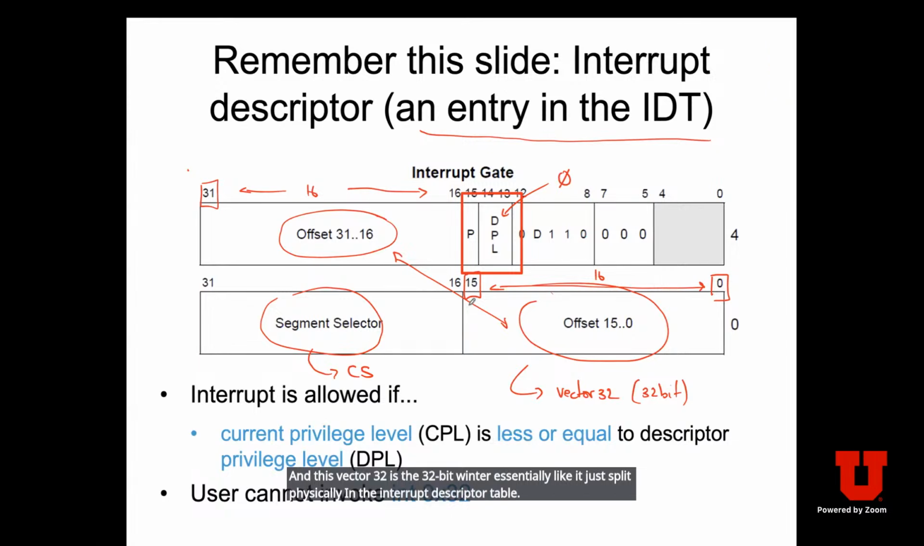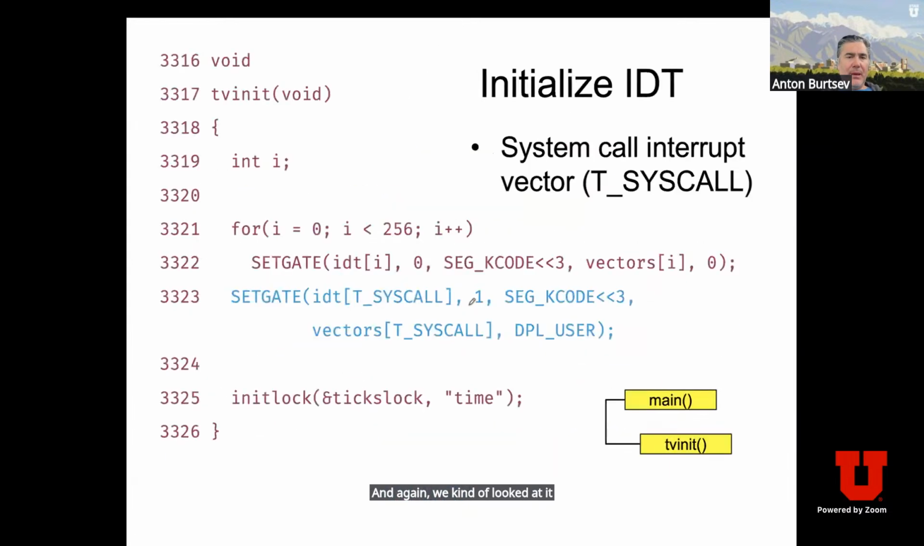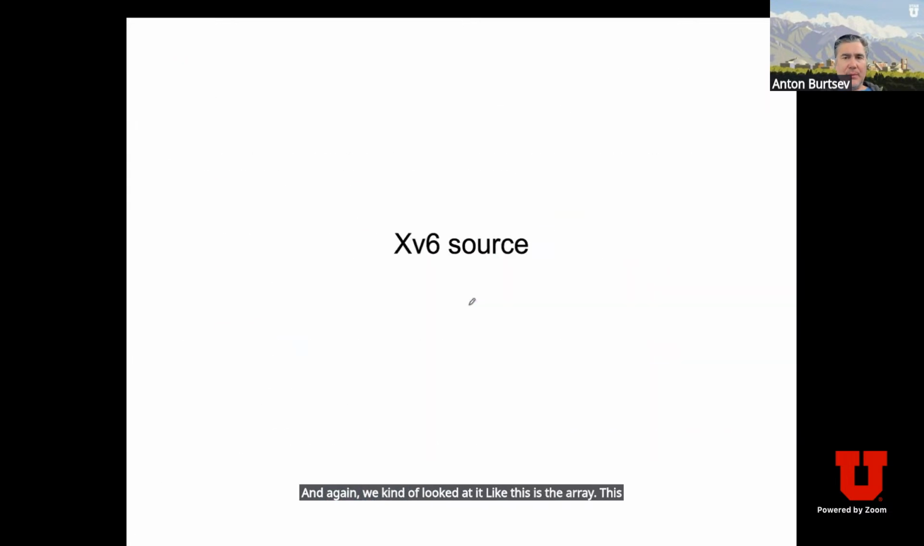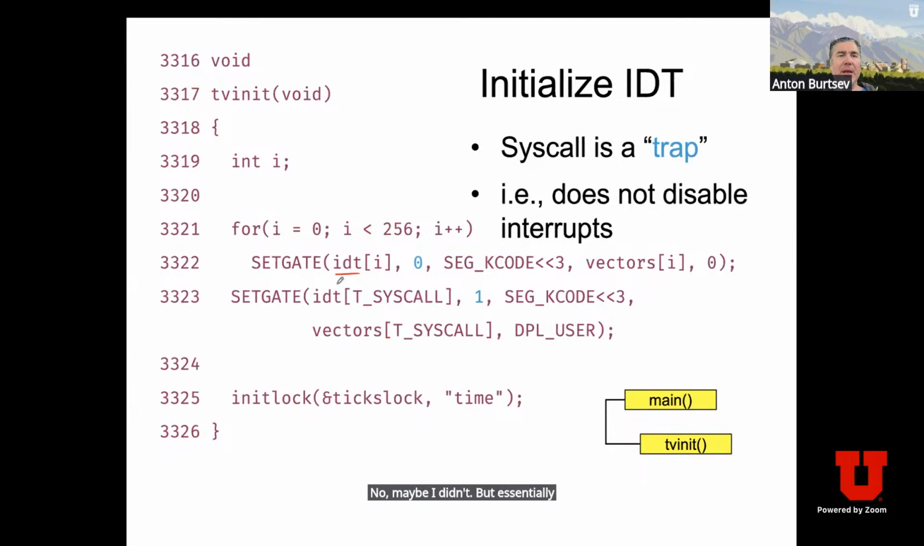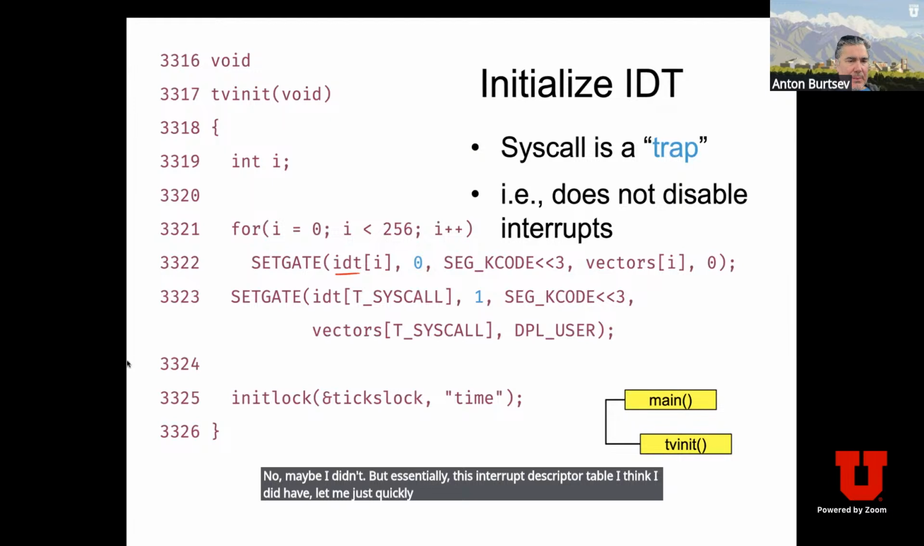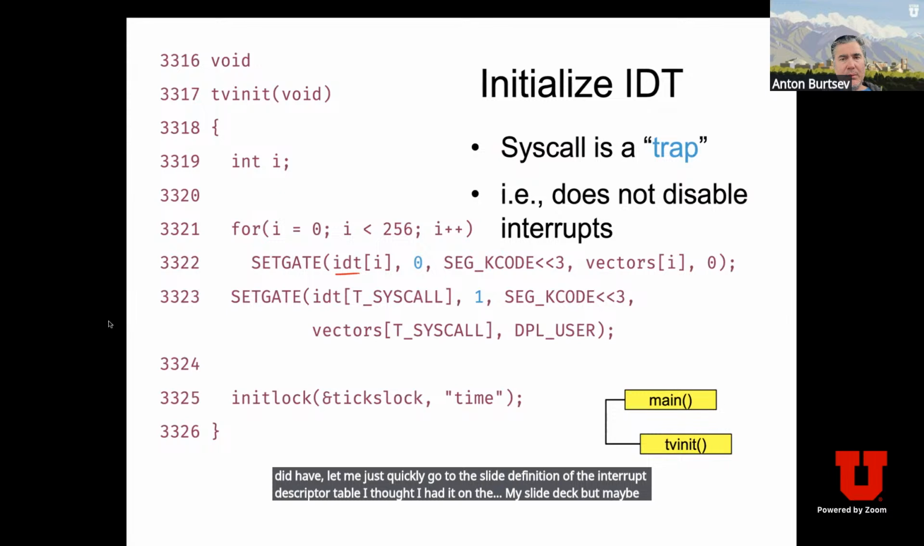Gotcha. And again, we kind of looked at it. So this is the array. Sorry, where is it? I thought I had a slide which declares the array. No, maybe I didn't. But essentially, this interrupt descriptor table, I think I did have. Let me just quickly go to the slide. Definition of the interrupt descriptor table. I thought I had it in my slide deck, but maybe I didn't.